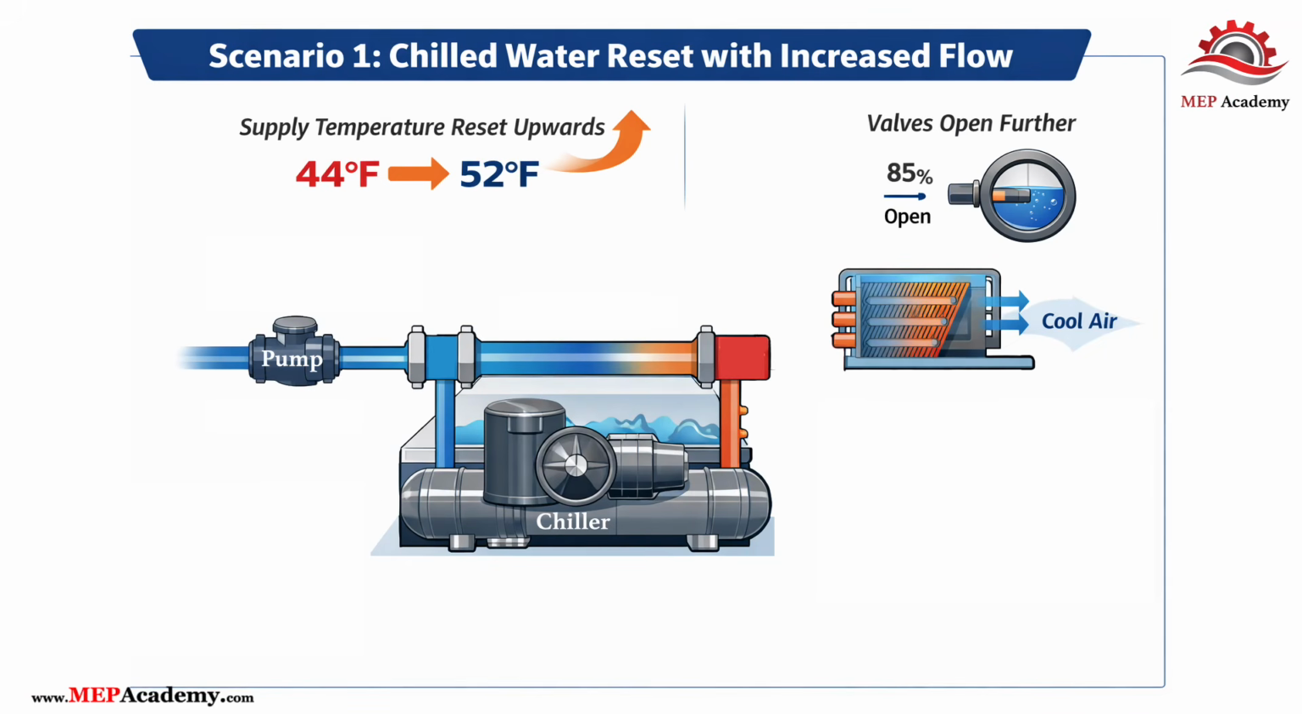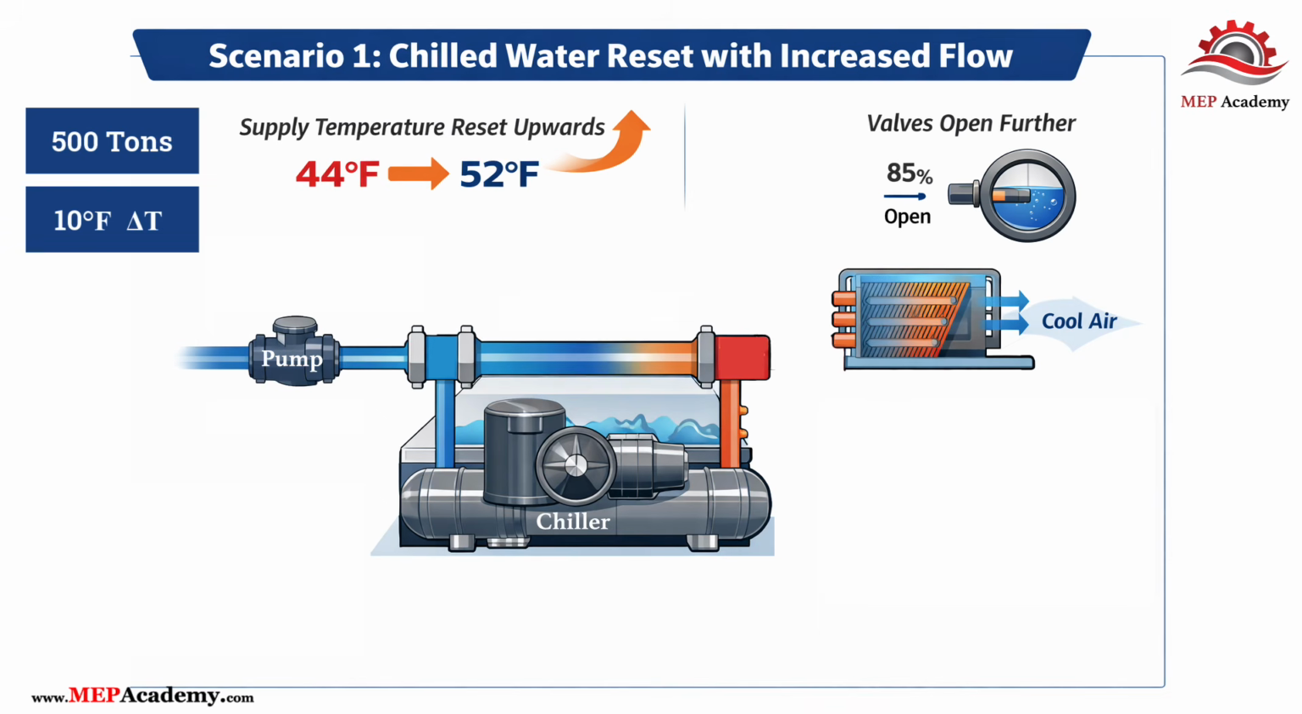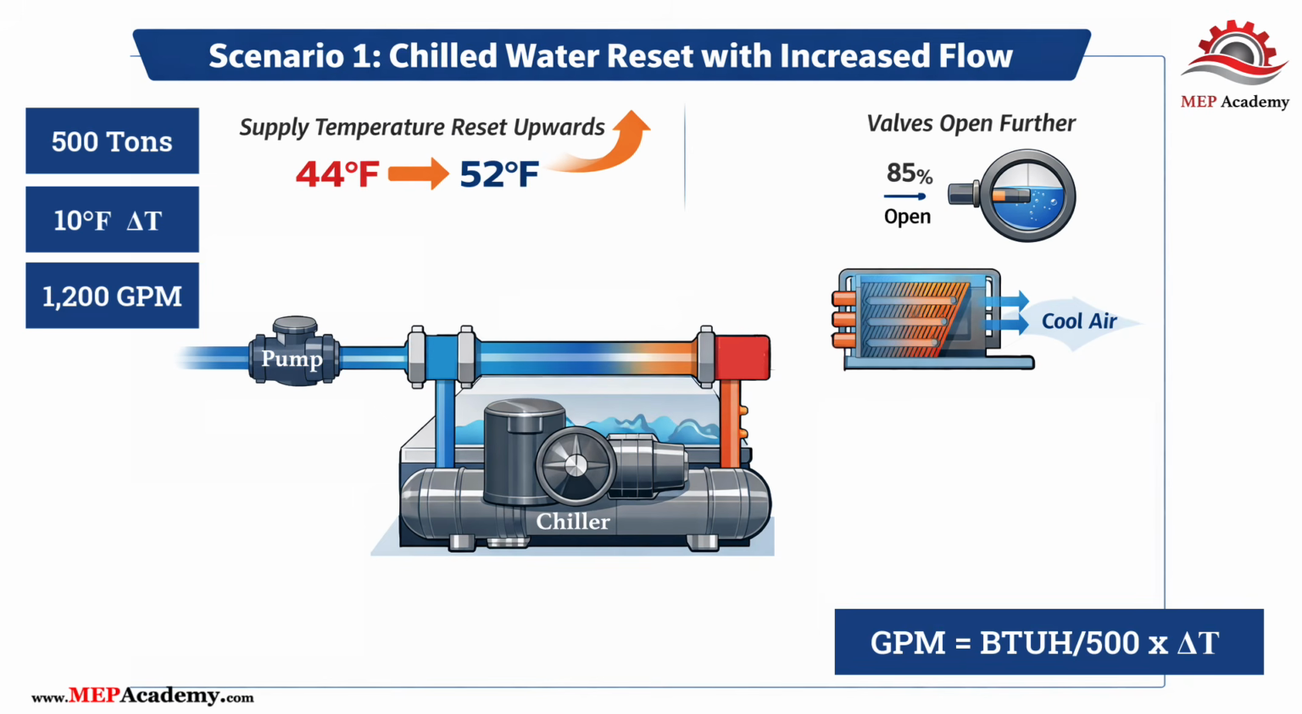Scenario 1. Resetting chilled water supply temperature. Step 1. Starting point. Traditional design condition. At this condition, the system delivers 500 tons using a 10-degree temperature difference. Approximately 1,200 gallons per minute are required to move that heat.